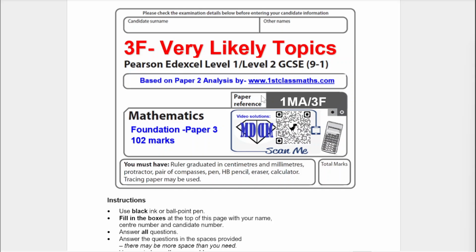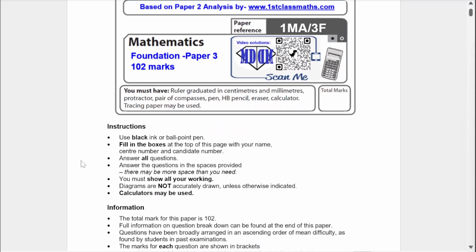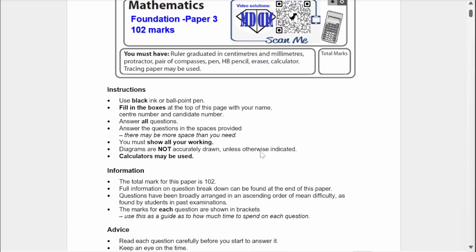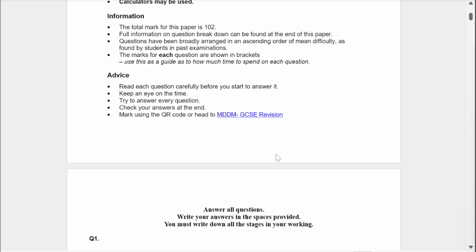Okay, so this is the paper. We'll crack straight on. We've got some basic instructions. There's a full breakdown of the questions and the revision lists at the back of the paper. Bear that in mind, but I thought I'd get straight on with the questions for this one.